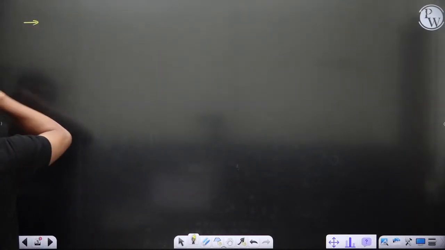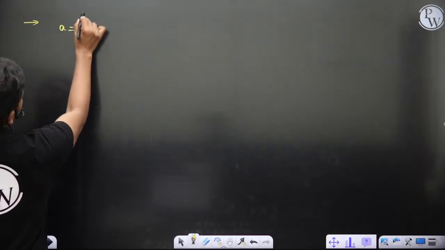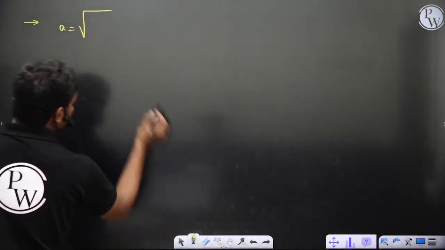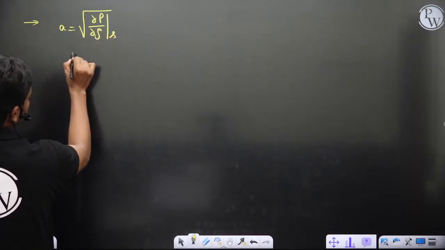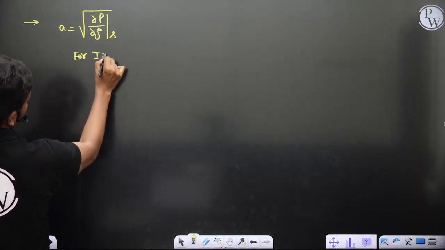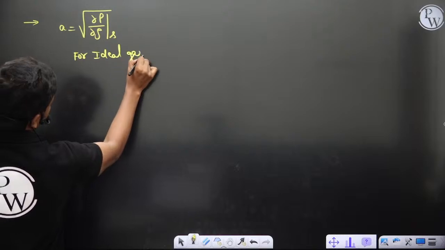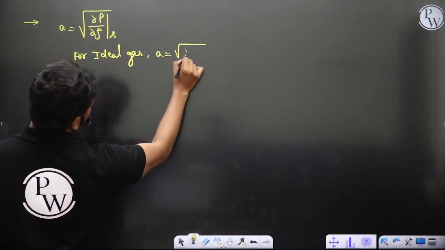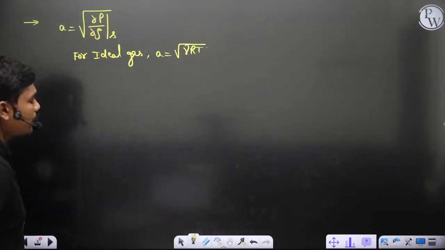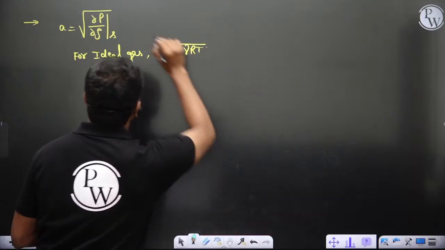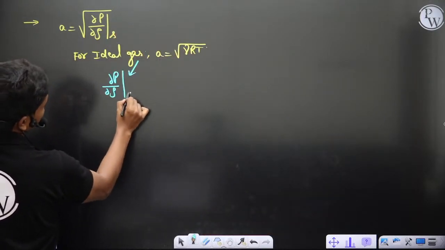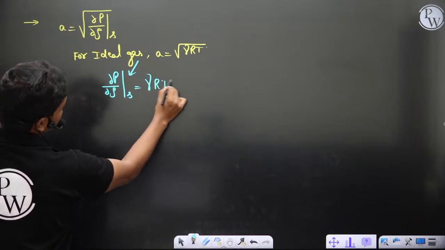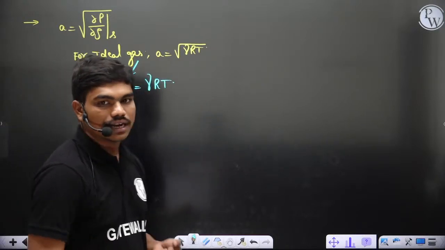After that, we also saw one important relation: the acoustic velocity in any medium is the square root of the partial derivative of P with respect to density at isentropic conditions. For an ideal gas, we saw that A is equal to the square root of gamma RT, because dP by d rho at isentropic conditions is equal to gamma RT, which we saw in the last class.